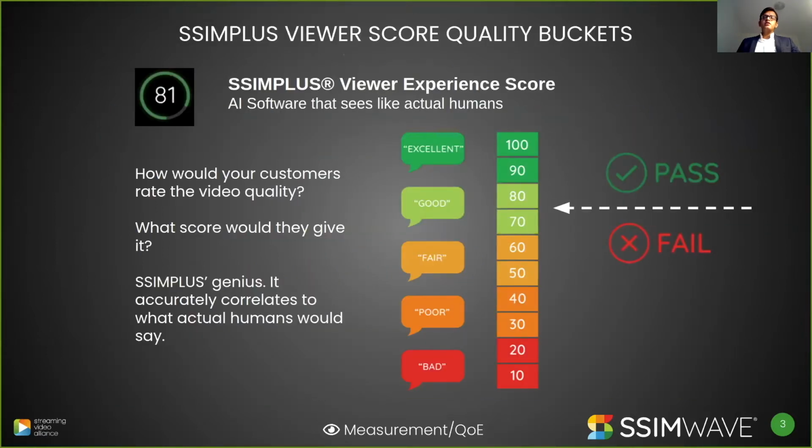This is a reference scale for SimPlus 5-point quality bucket. SimPlus is a linear score in a range from 0 to 100, and we always recommend our customers achieve a target quality of greater than or equal to 80 for better subscriber satisfaction.